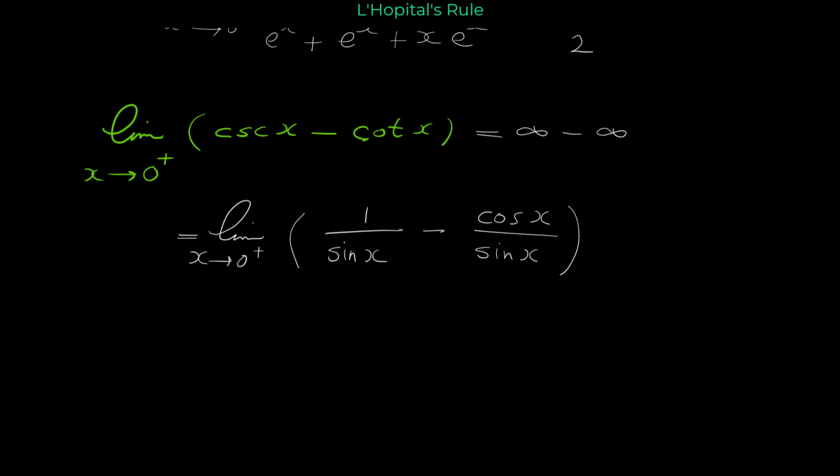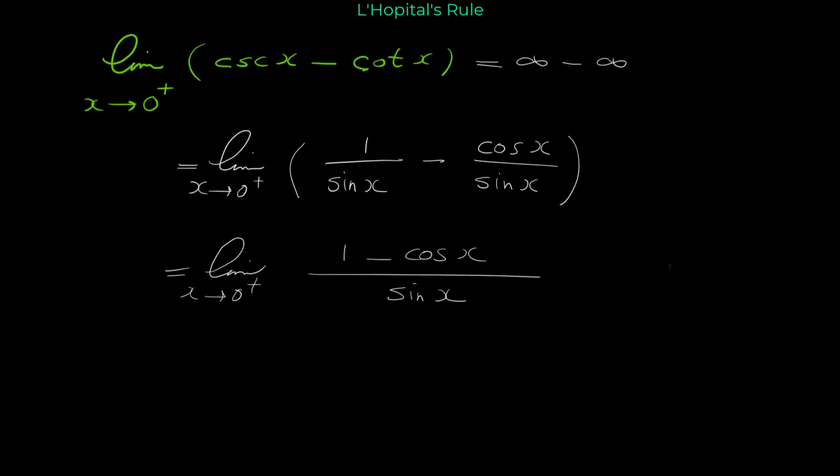For finding this limit, similar to the previous question, we are going to do common denominator. And actually, here the denominators are the same. We don't need to do really a common denominator. The denominators are the same, so simply we subtract the numerators. We put sine x in the denominator and we subtract cosine x from 1. So we have 1 minus cosine x over sine x.